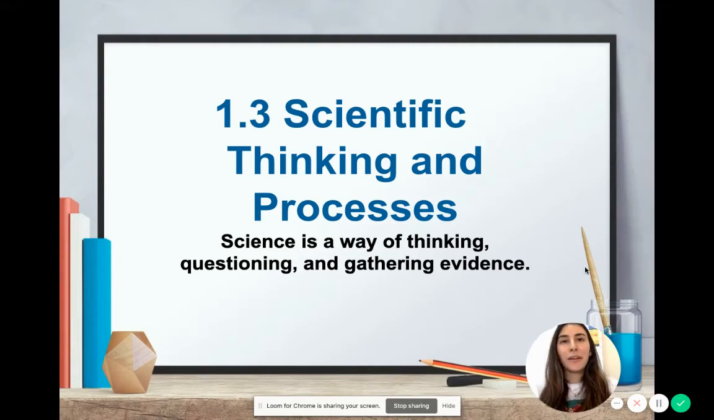Hello, everyone. Today we're going to be covering 1.3 scientific thinking and processes. Now, if we were to define science, it's essentially a way of thinking, questioning, and gathering evidence. And the key word here is evidence. So anything that is scientifically proven is usually proven by studies, by research, by data. So it's not based on your opinion, it's based on concrete facts and concrete evidence.